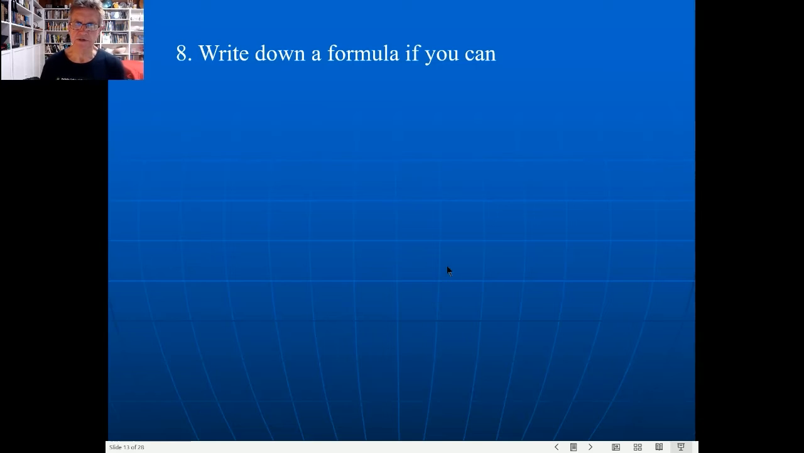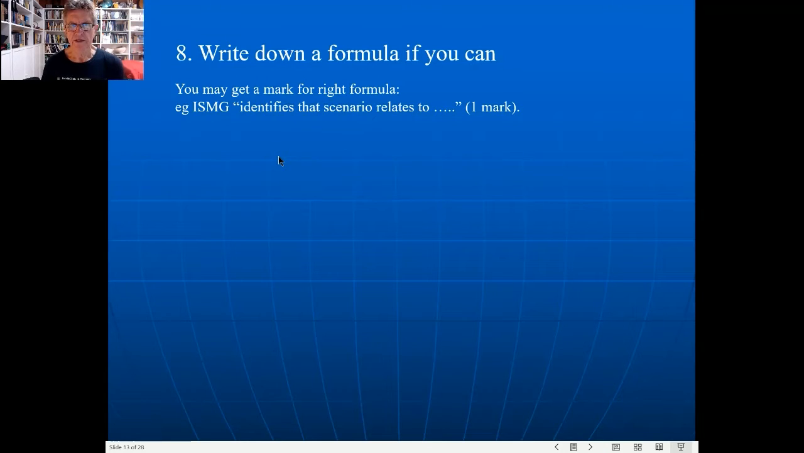Now, another one is if you can write down a formula when you look at the question, that can often give you a mark. The marking scheme might say identifies a scenario is related to linear projectile motion or something, and you'll have a formula for projectile motion. Or it could be a photoelectric effect. So here's what the marking scheme looks like. This is the marking guide for the external exam.